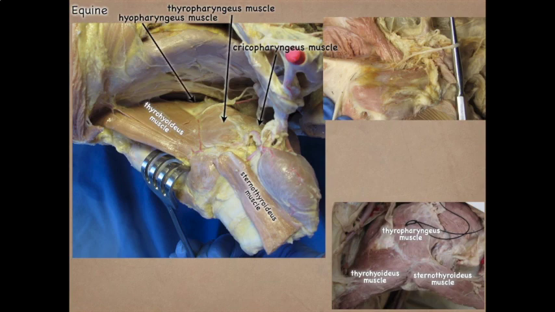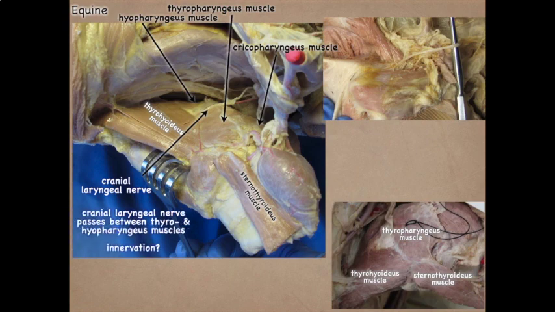Hyopharyngeus is going to be coming off the hyoid bones and also blending into the pharynx. And so the reason I point these out is because between that hyopharyngeus and the thyropharyngeus, we find the cranial laryngeal nerve. So just as I said, it passes between the thyro and the hyopharyngeus muscle. And what is this going to innervate? Okay, remember it innervates just one of the laryngeal muscles, which is the cricothyroideus muscle. And it's also going to be sensory from the laryngeal mucosa. Right, there's that cricothyroideus muscle.